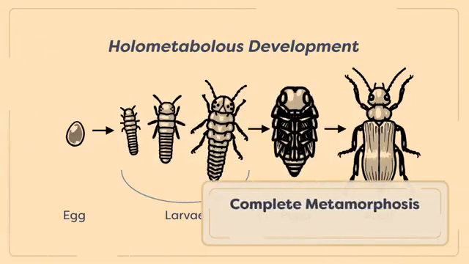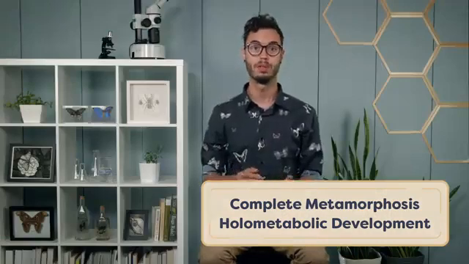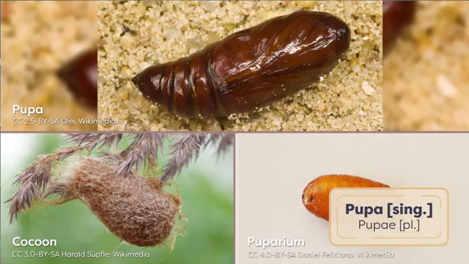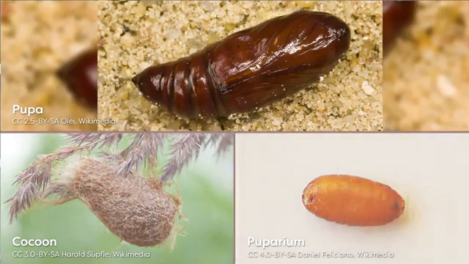Insects that undergo complete metamorphosis, or holometabolic development, experience drastic changes in body form throughout their development. Note that these two terms are both used to describe the same insects. Holometabolic insects have a characteristic dormant transitional phase between the juvenile and adult forms, referred to as a pupa. This is the stage when insects undergo their final developmental changes to become adults.